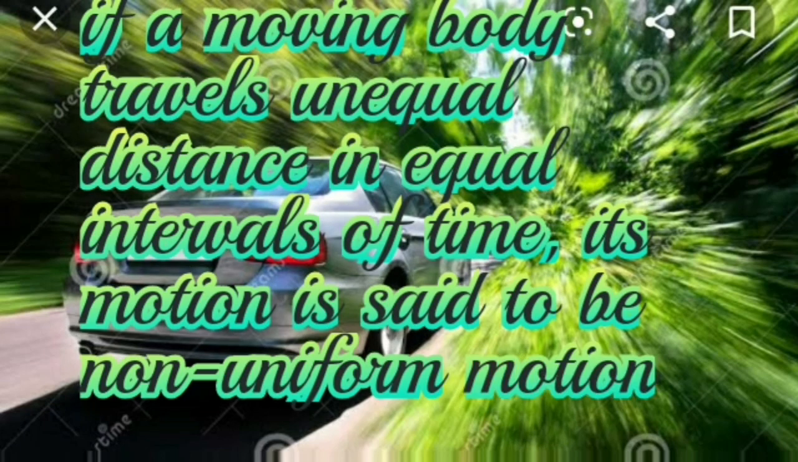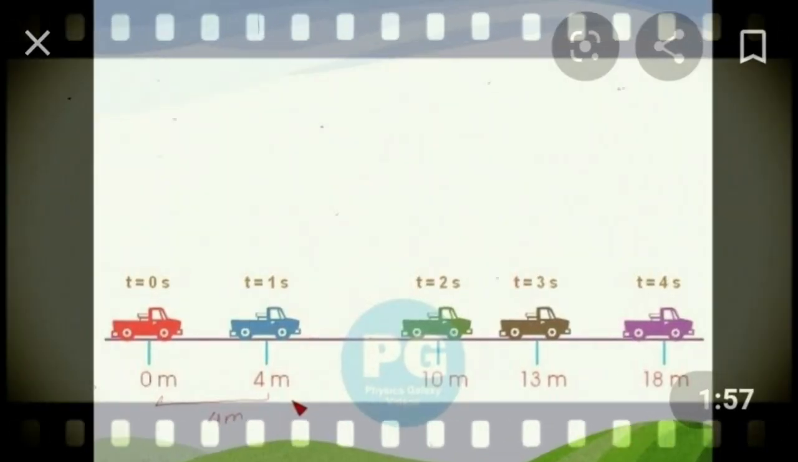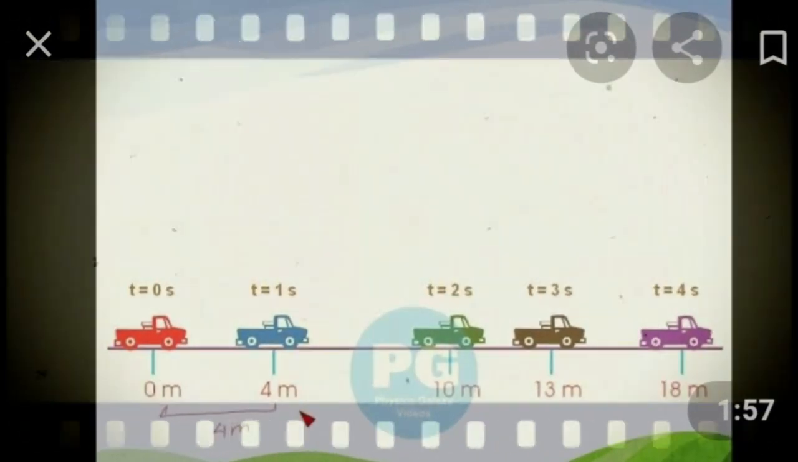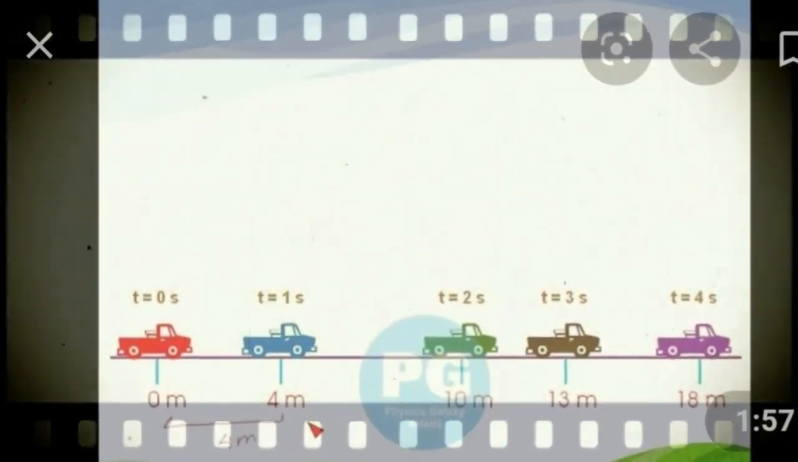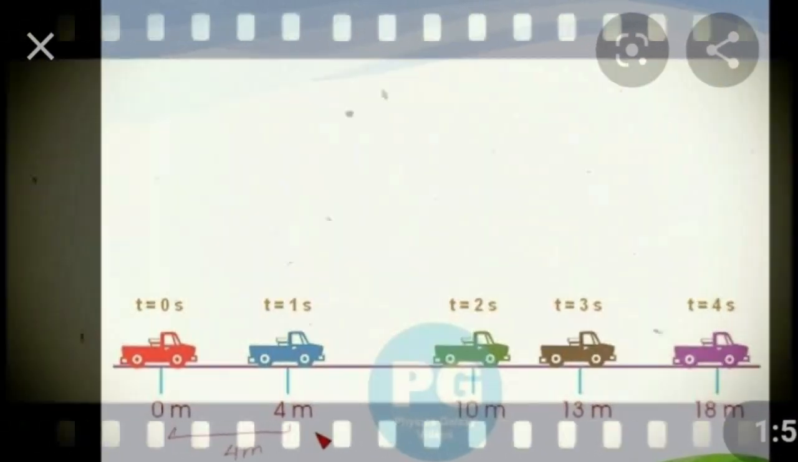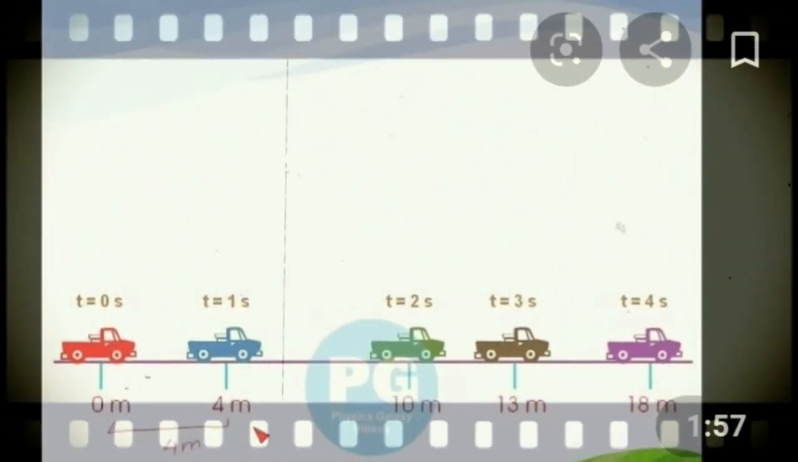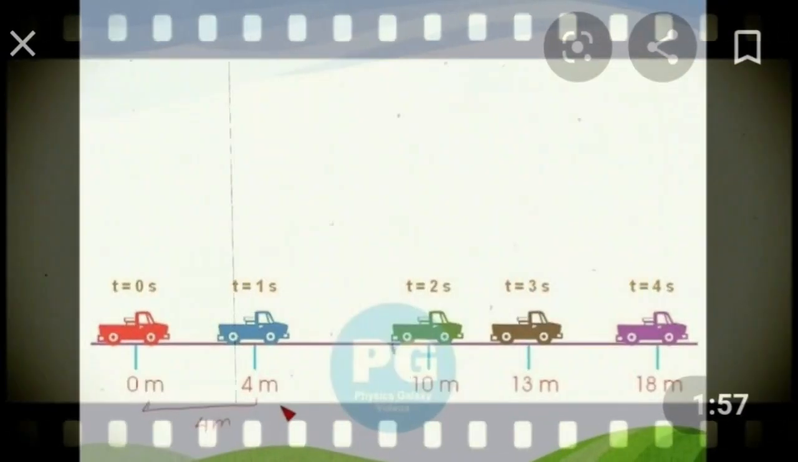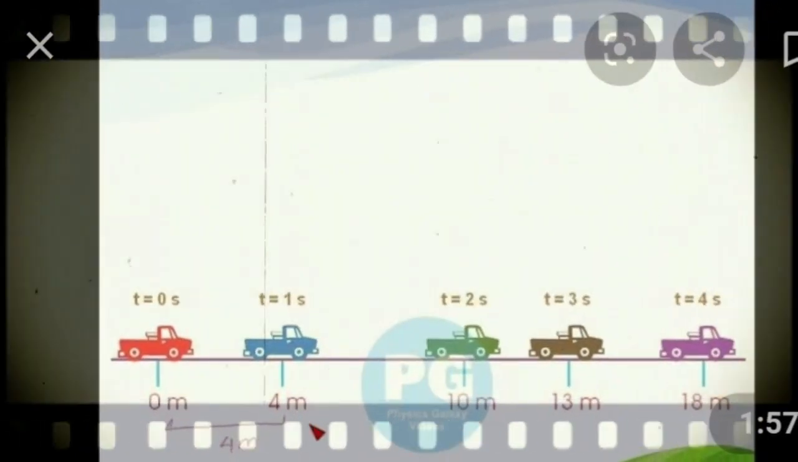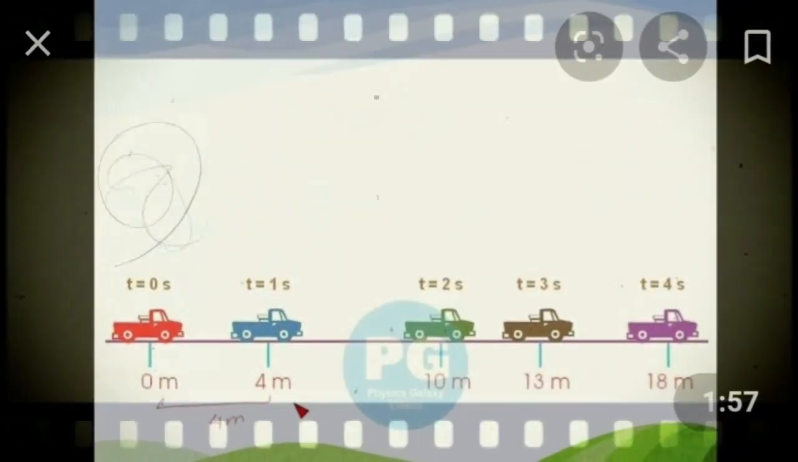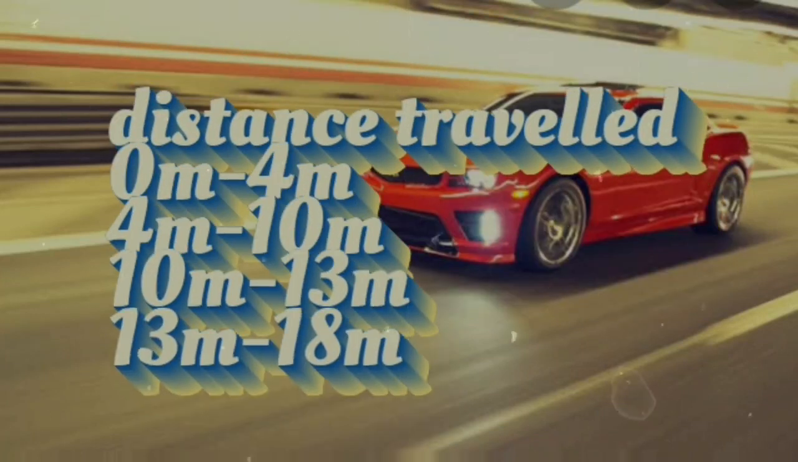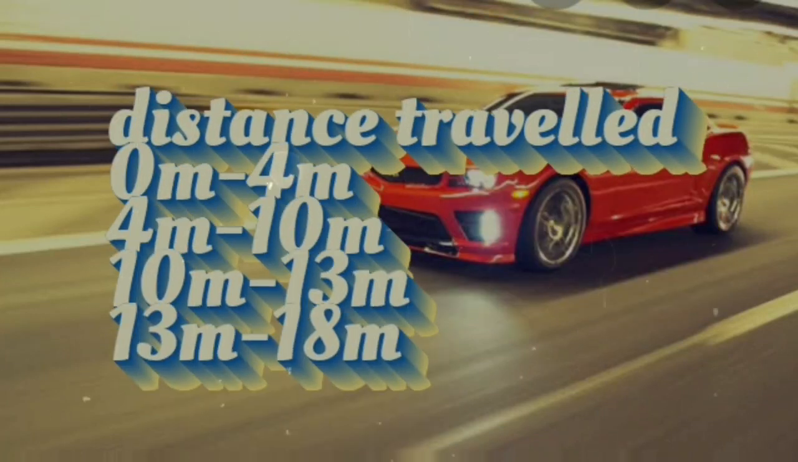So let's study the definition for this motion. If a moving body travels unequal distance in equal interval of time, such type of motion is said to be non-uniform motion. Given here is a picture of a car, you can see in the diagram. So it shows that in the first second it covers a distance of 4 meter, and in the next second it covers a distance of 6 meter. Next 2 seconds it covers a distance of 3 meter and 5 meter respectively. So in the given example, the distance covered by the car can be recorded as it is given in the table over here.